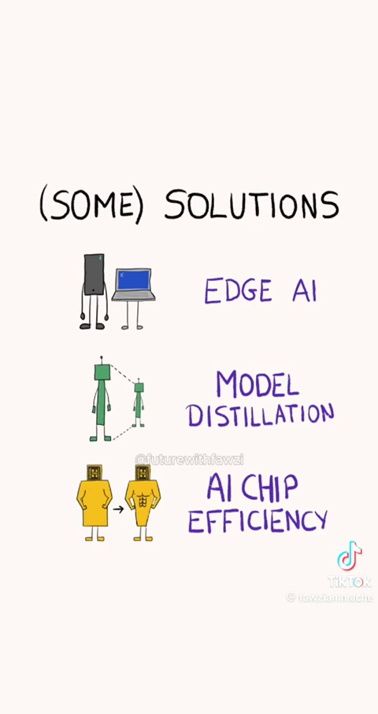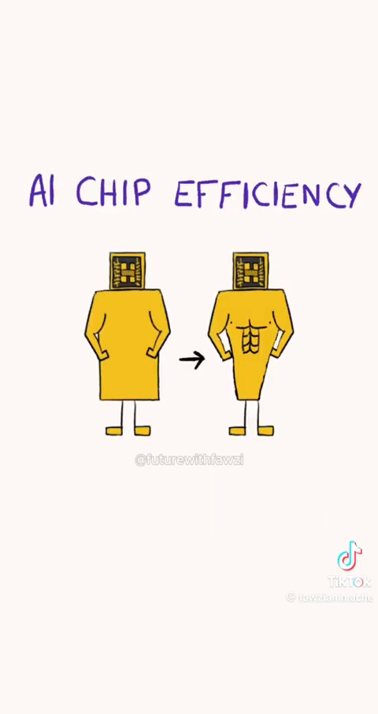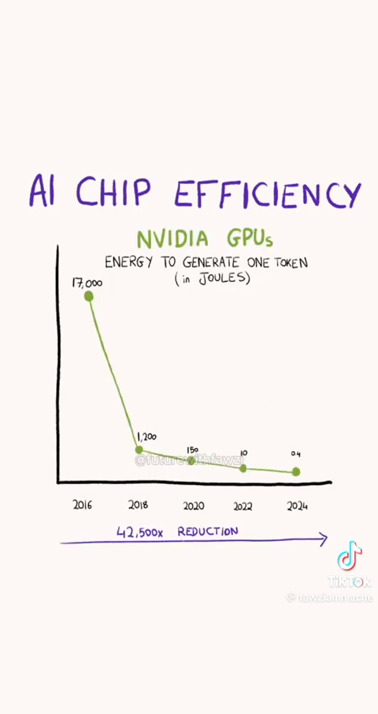Finally, the AI chips and data centers are getting more efficient, which means they need less energy to produce the same output. Over the past 8 years, the energy cost to generate one token on an NVIDIA GPU went down from 17,000 joules to 0.4.